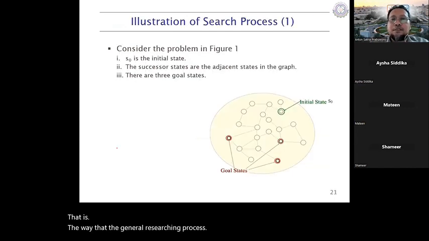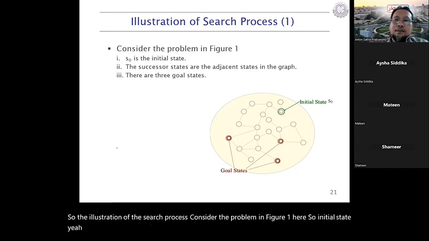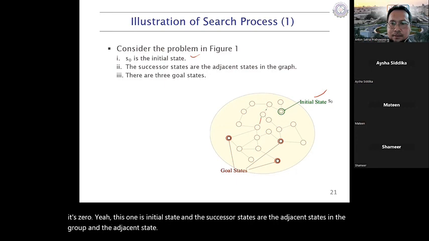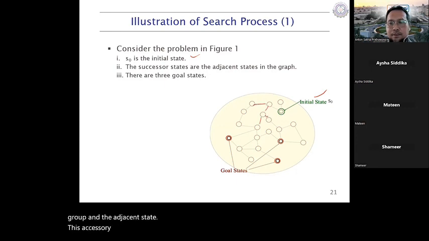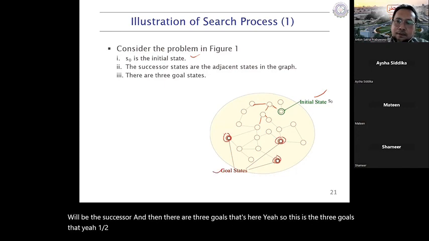So, the illustration of the search process. Consider the problem in figure 1 here. The initial state is S0, and the successor states are the adjacent states in the graph. Each adjacent state will be a successor. And then there are 3 goal states here, 1, 2, 3.